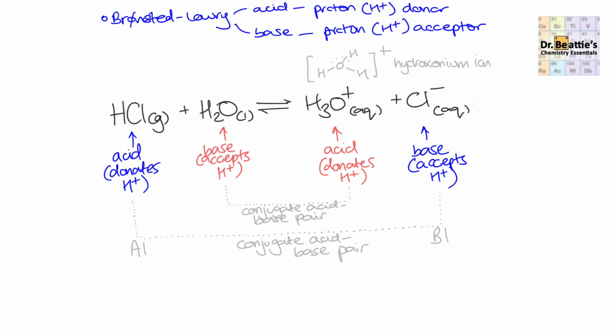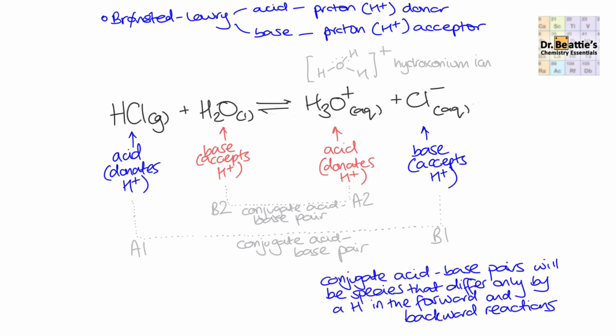In this case here, there's a conjugate acid-base pair between the water and the hydroxonium ion. This is going to be called A2 because this is the acid in this case, and the 2 to designate it is different from this pair. And then the water is going to be B2 as this is the base for this acid. An easy way to identify a conjugate acid-base pair is you'll be looking for species that differ only by a hydrogen in the forward and backwards direction.